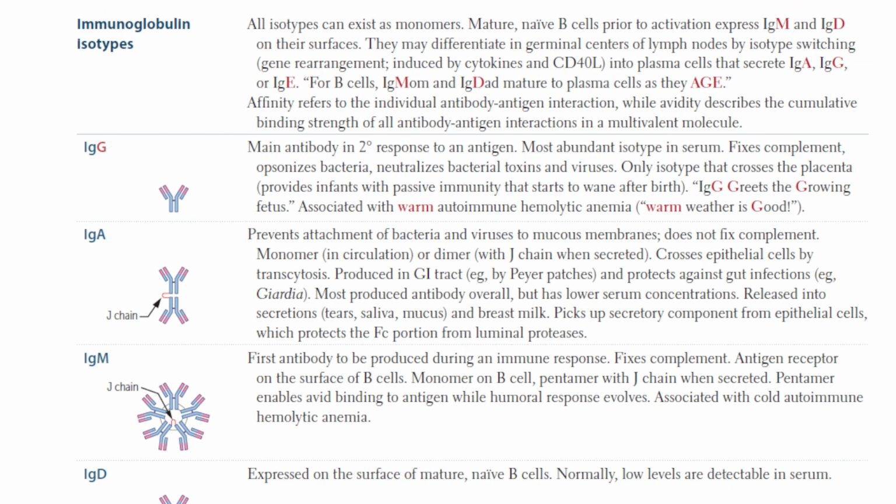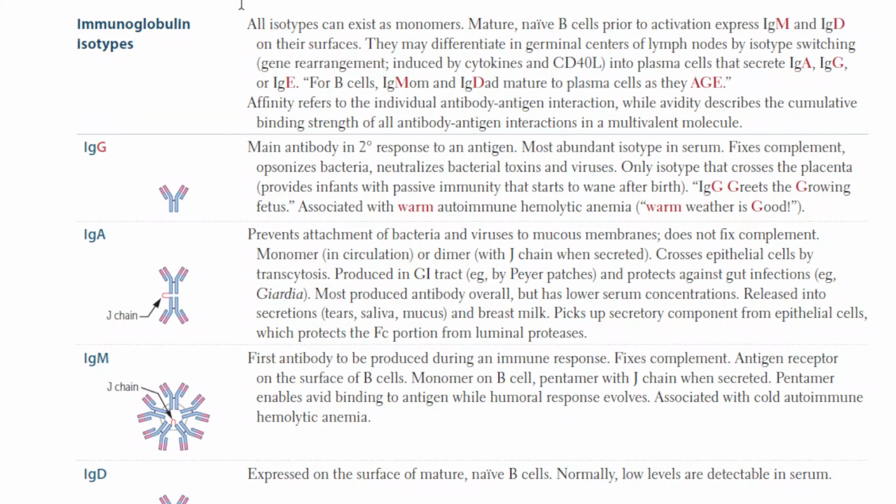So next, let's talk about immunoglobulin isotypes. The different types of immunoglobulins: which are the most important, which one is the most common, which one is the first to arrive, and what each one does. So, immunoglobulin isotypes.